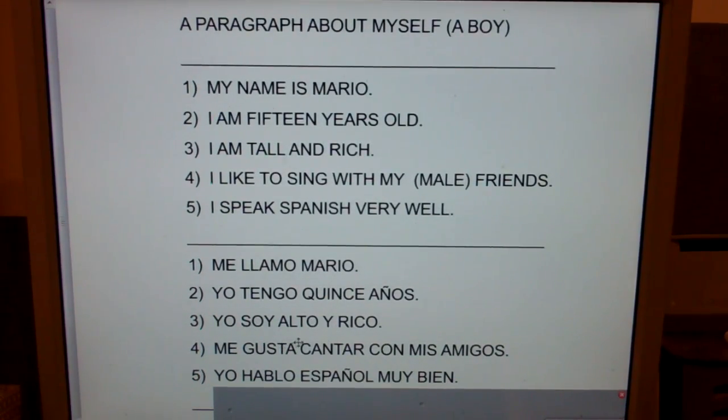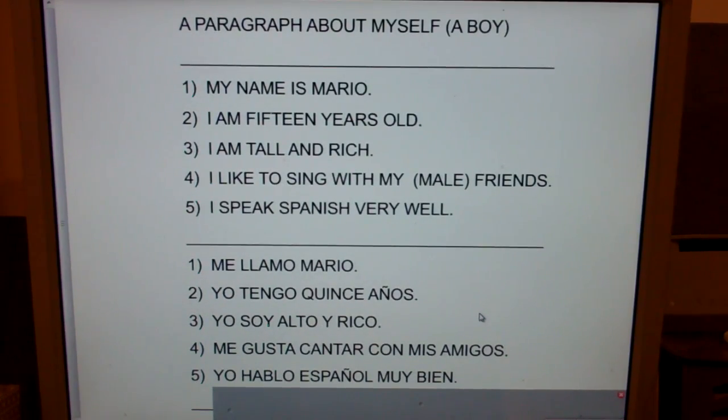Number 3, I am tall and rich. How are we going to remember that? Tall is alto. Well, everybody say altitude. Altitude tells how high you are in the air, okay? Or an altimeter tells a pilot how high the plane is. So alto is tall. And rich is R-I-C-H. In Spanish, it's rico, R-I-C-O. It's almost the same word. Now remember, if it were a girl, alto would turn into alta. And rico would turn into rica, because O means you're describing a boy, and A means you're describing a girl.